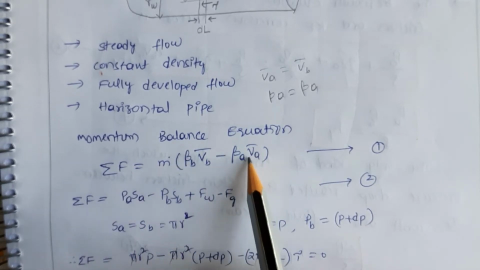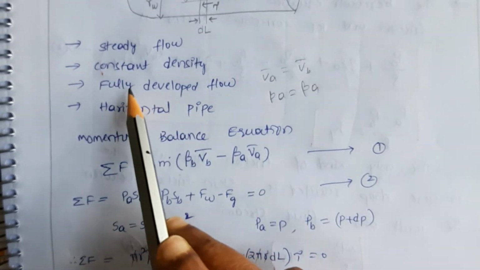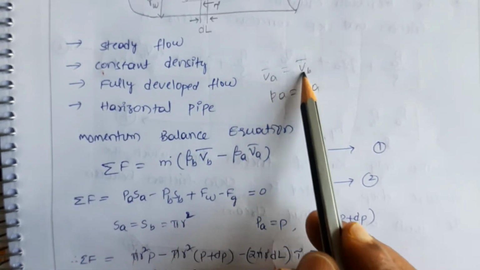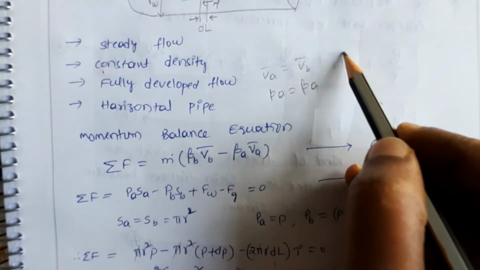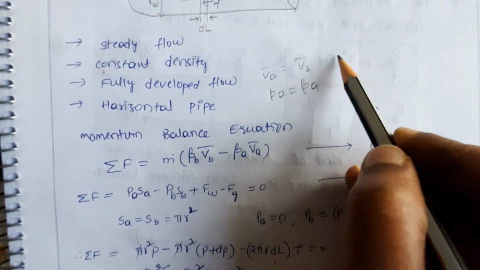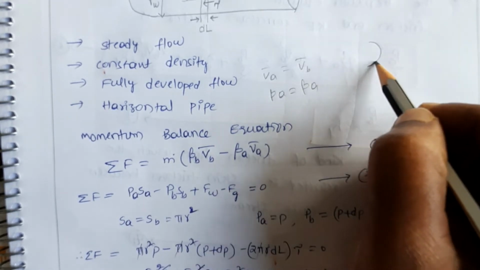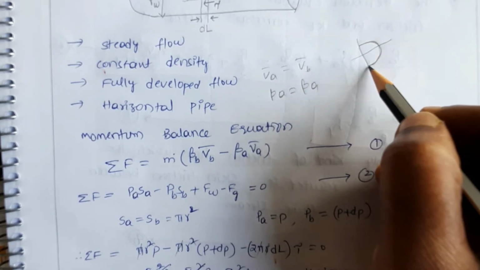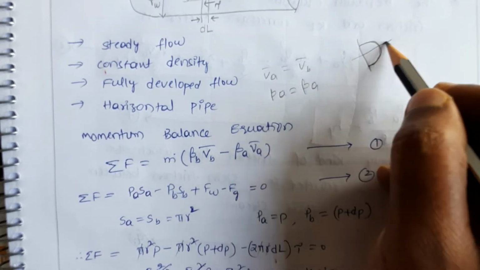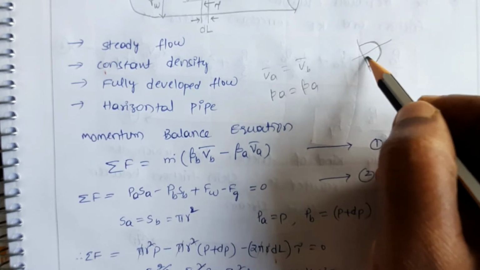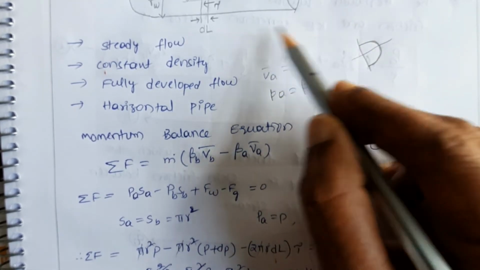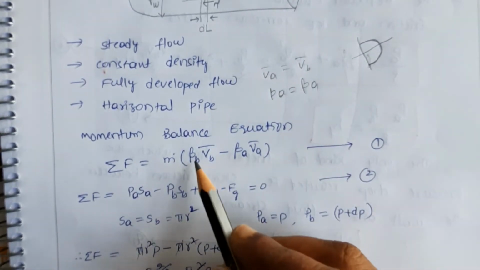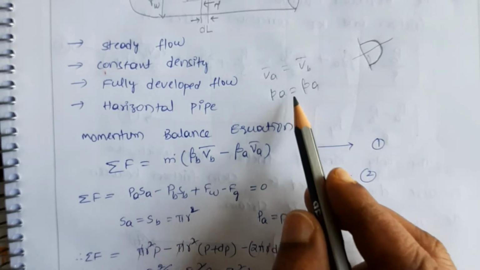Here we have mentioned that the flow is fully developed flow. It means its velocity at the entrance equals the velocity at the exit, and it only varies along the radius of the pipe, right? So this is the velocity profile in the pipes. Here it is 0, here it is maximum, only it is varying along with the radius. Along the length of the element it will be constant. So since it is fully developed, beta A equals beta B.